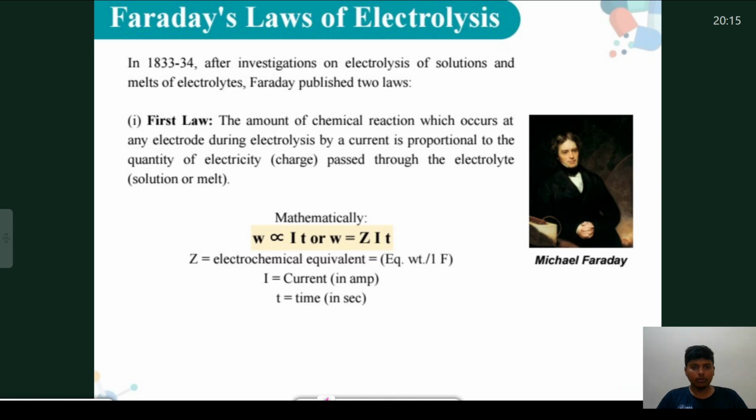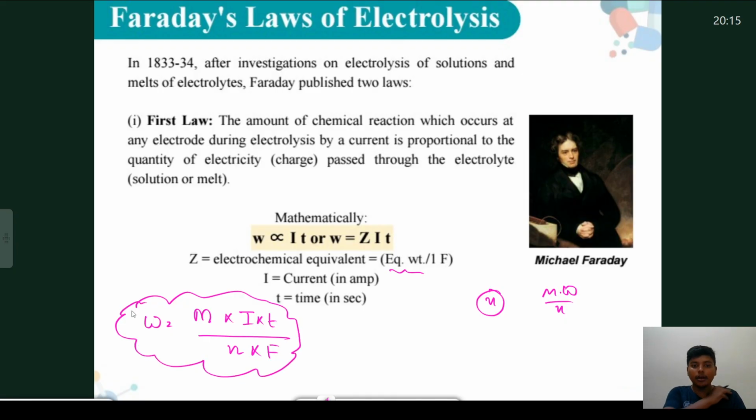Faraday's first law, I told you, W is equal to ZIT. W is directly proportional to I into T. And how to find Z? Z is nothing but equivalent weight. How to find equivalent weight? The number of electrons used in that reaction is called N, and equivalent weight is molecular weight by N. So the overall equation is W equals molecular weight into I into T divided by N into Faraday. This was the final equation. Remember this. Directly you can find out.